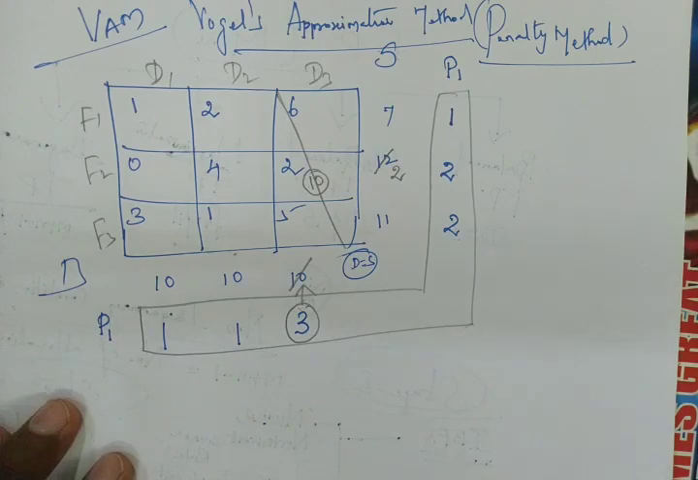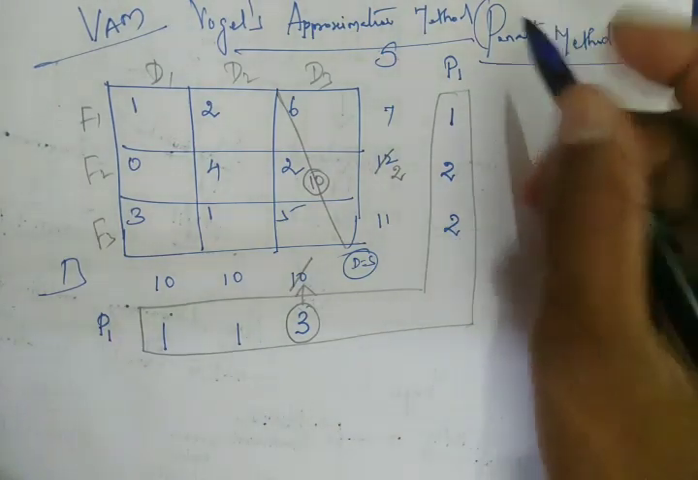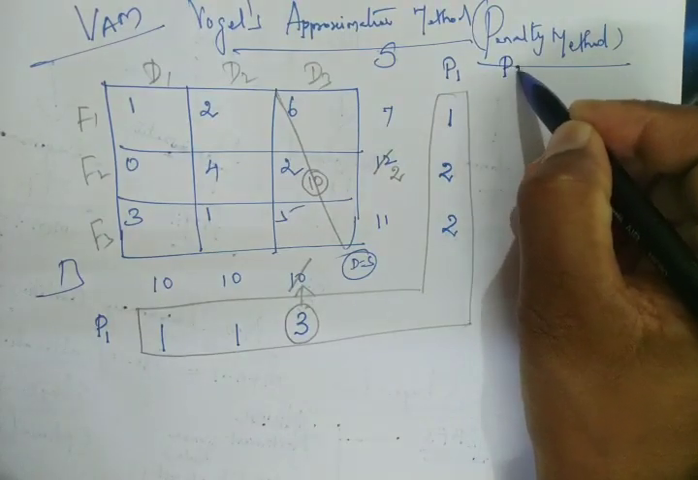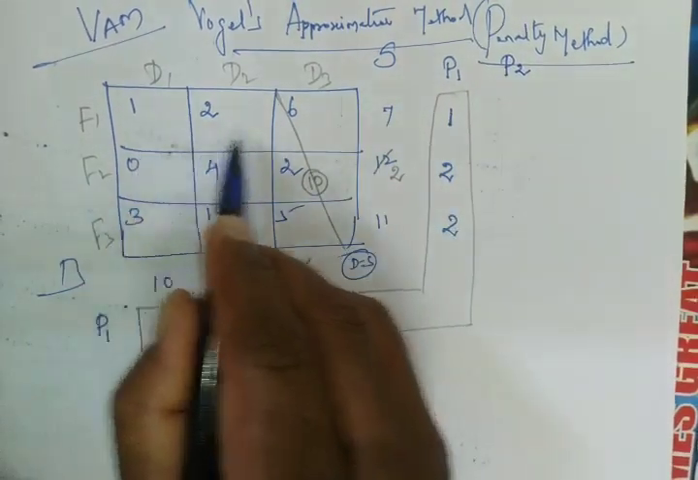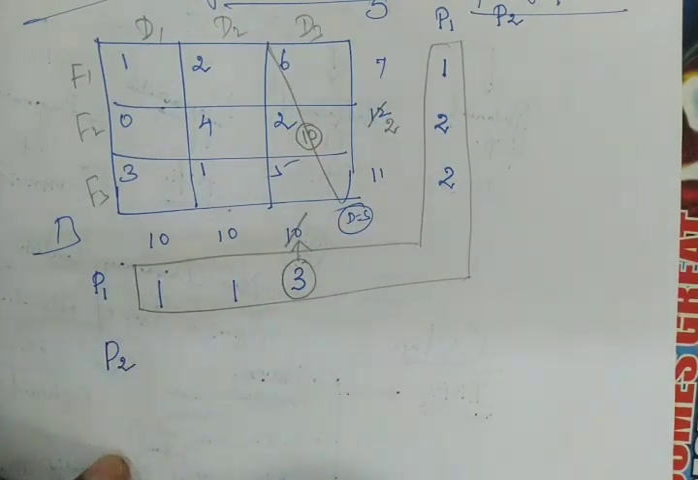Sir, how many penalties do we have to find like this, sir? So now to find the penalty, the next one is P2. This P2 indicates the row wise penalty. This P2 indicates the column wise penalty.